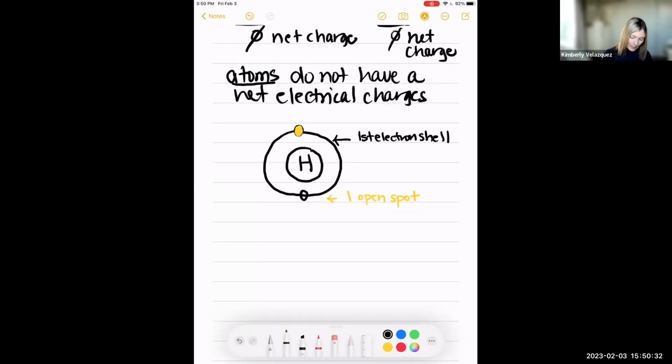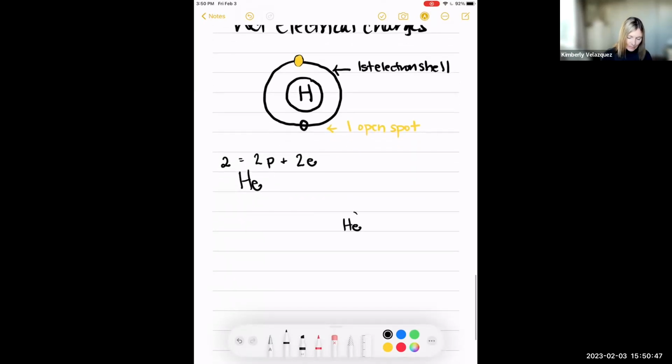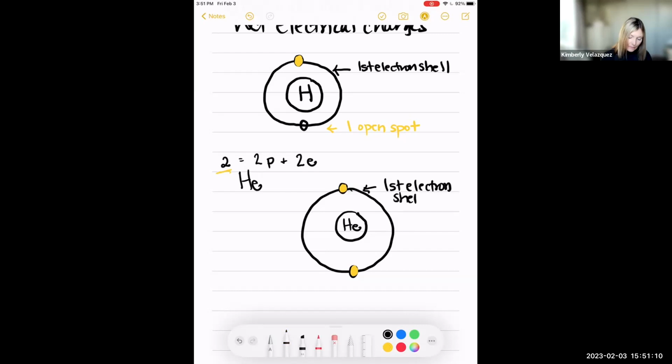The next element on the periodic table is called helium. Helium is atomic number 2, which means it has 2 protons and 2 electrons. So I'm going to just write helium right here. In that first electron shell, which holds a maximum of 2 electrons, helium has 2 electrons total, so 1, 2. That means that first shell for helium is full. It can't hold any more electrons.